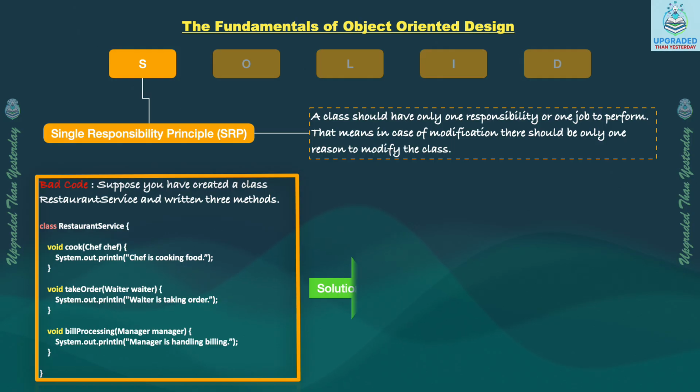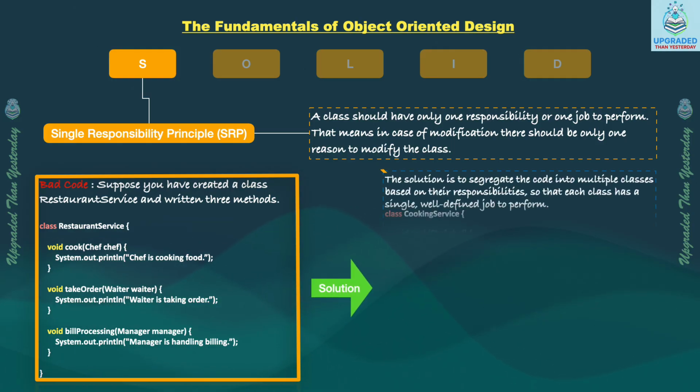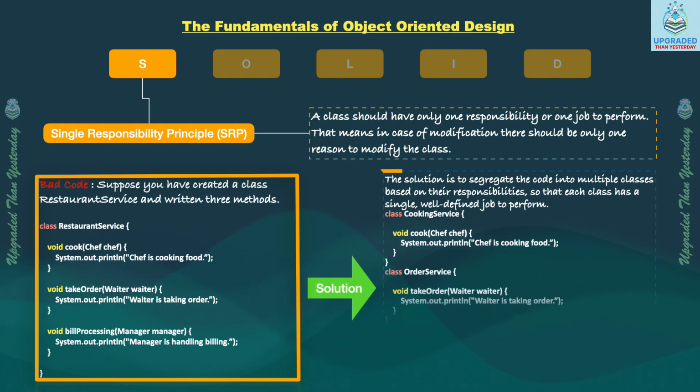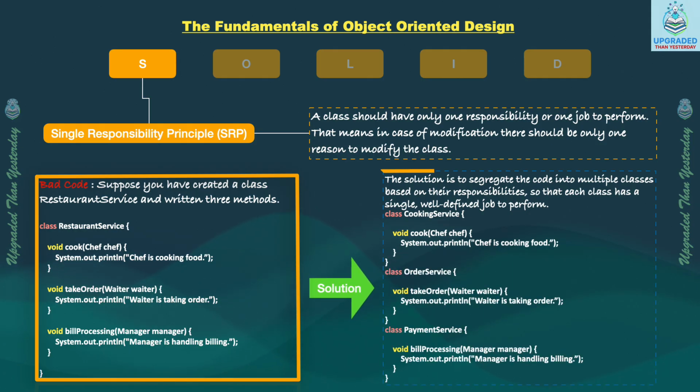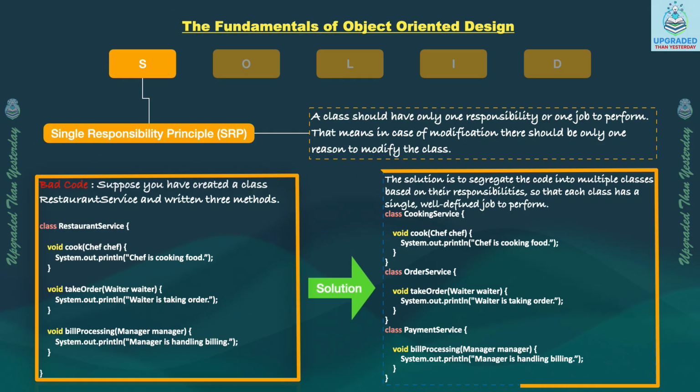The solution is to segregate the code into multiple classes based on their responsibilities, so that each class will have a single and well-defined job to perform. Please observe the code written on the right side. Since cooking, taking orders, and billing are different responsibilities, this RestaurantService class can be segregated into three different classes like CookingService, OrderService, and PaymentService.